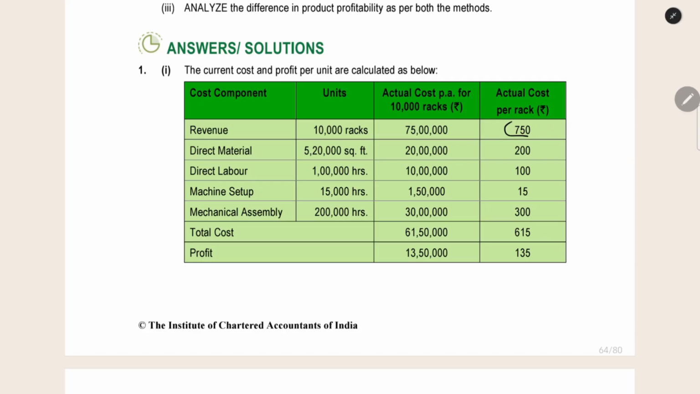And then we are reducing it from the revenue per unit. So we are getting 135 profit per rack. This is what they are asking: the current cost and then the profit per unit.